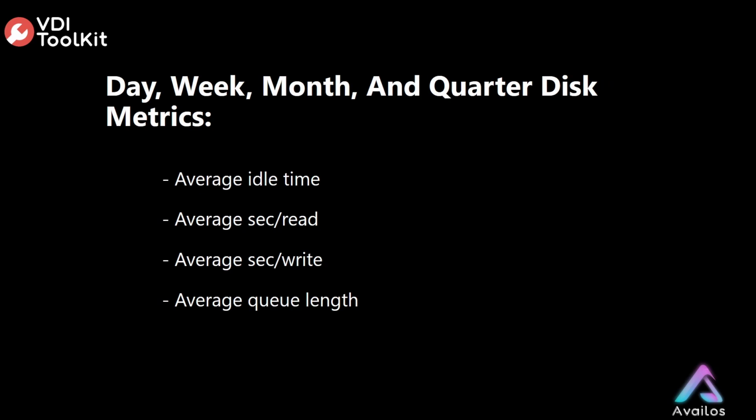Day, week, month, and quarter disk metrics provide information on average idle time, average seconds per read, average seconds per write, and average queue length over the specified time frame.